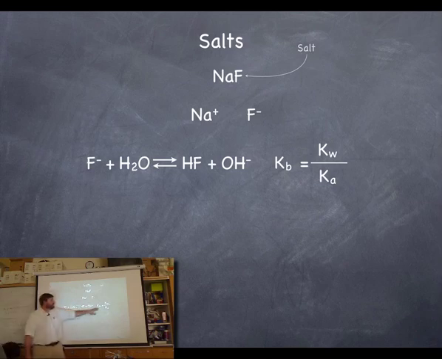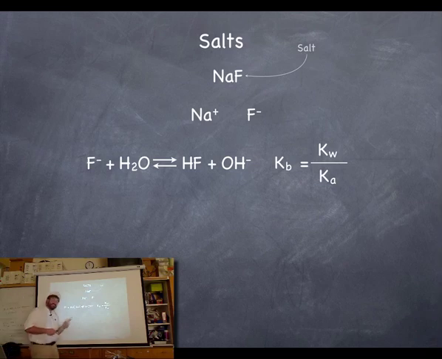So, you can see we have Ka times Kb would equal Kw. We can use that to solve for Kb or Ka. And it's not just any Ka and Kb. They have to be conjugates. They have to be related to each other, like that F minus is related to the HF. They have to be conjugates of each other. Okay?